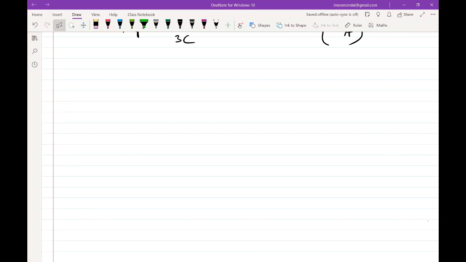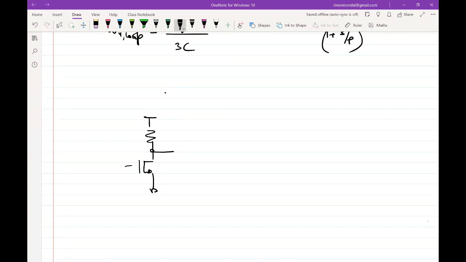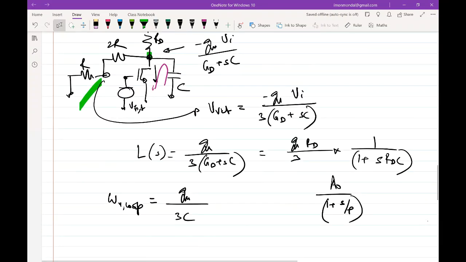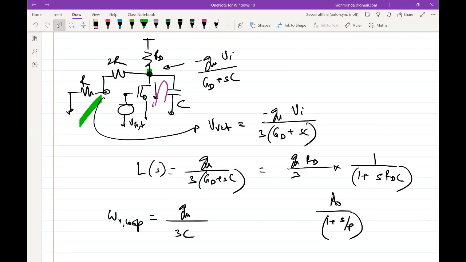So let's go into that now. Let's say that we have a second order system. By the way, why do we need a second order system in the first place? Ultimately, what is the loop gain a function of? The DC loop gain in this case is a function of GM times RD.